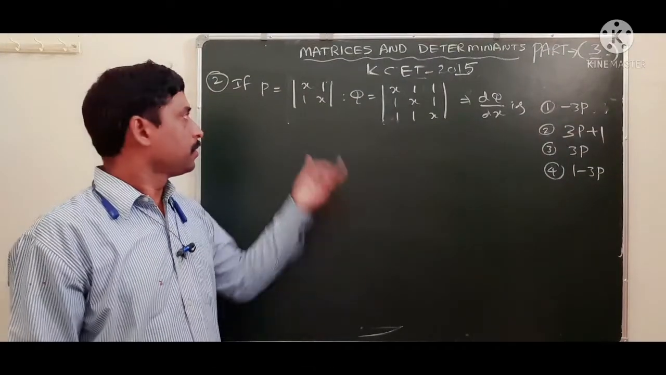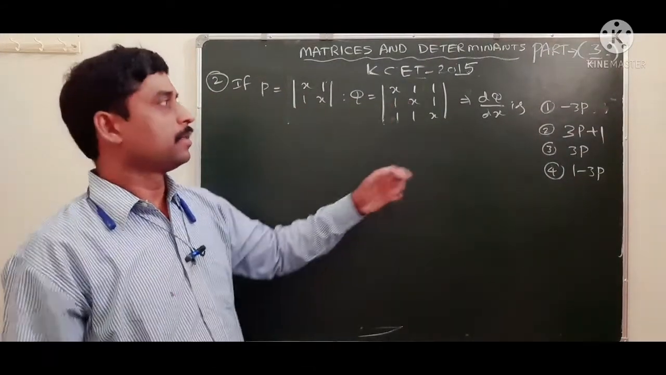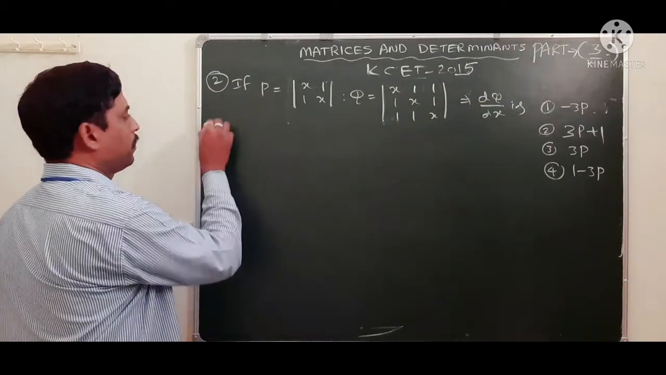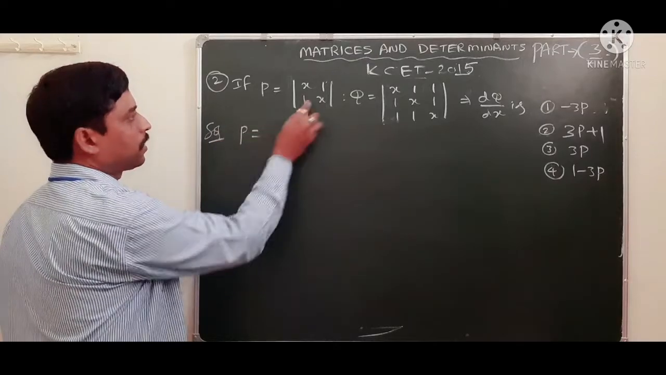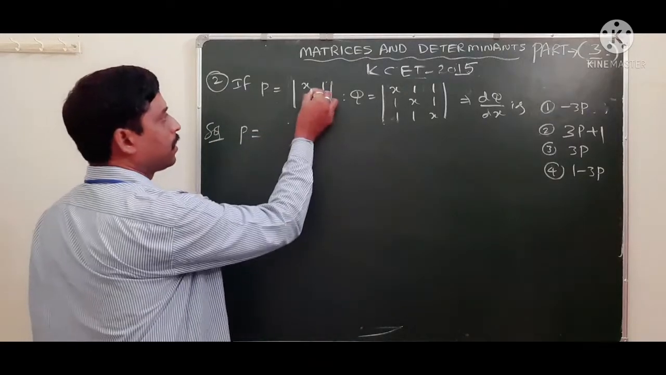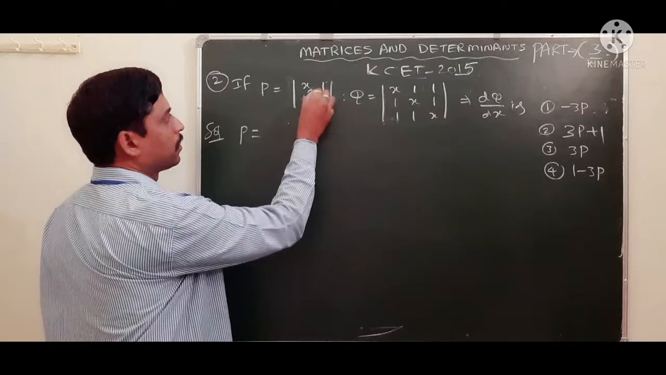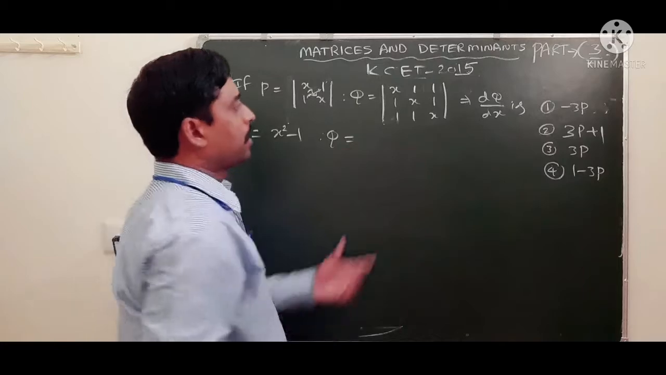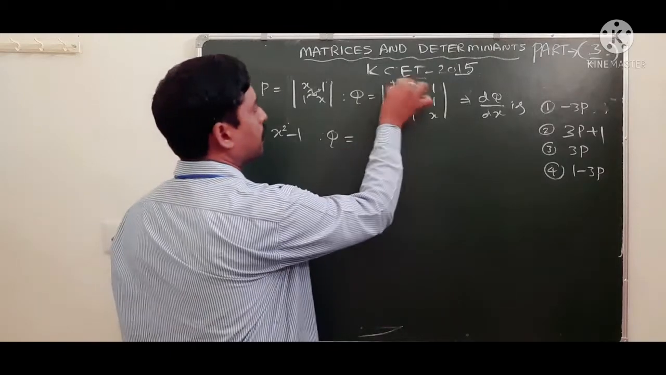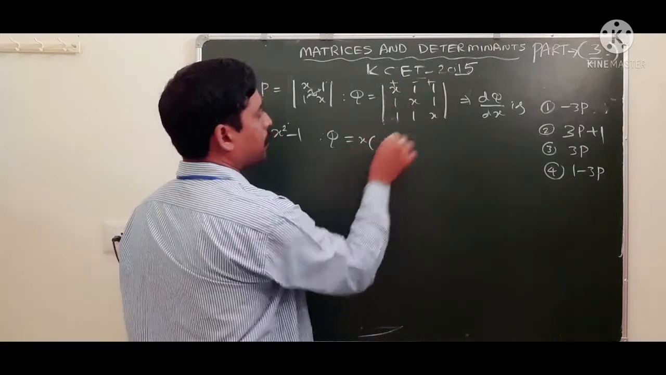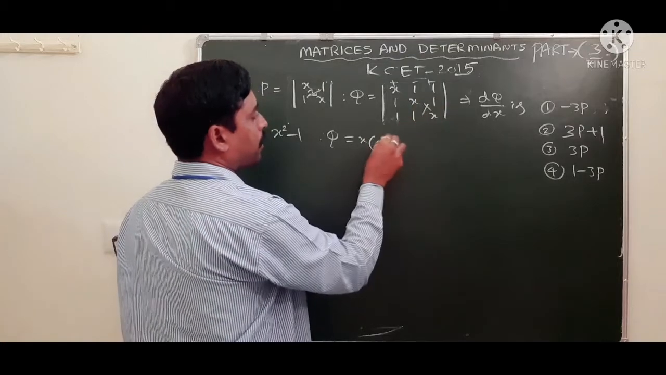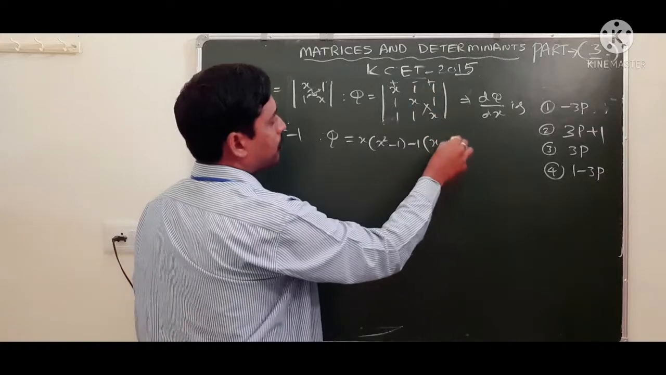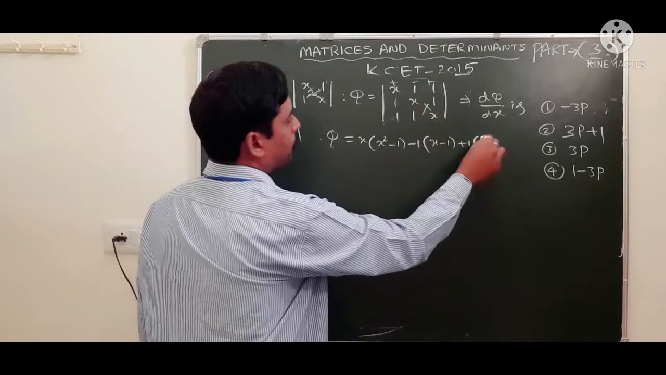Let us go to the next problem. P and Q are given. Then find the value of dQ by dx. So what is P? P is equal to the determinant of a 2 by 2 matrix. The formula is AD minus BC, which gives x square minus 1. And Q is equal to the determinant of a 3 by 3 matrix. Plus, minus, plus: x into x square minus 1, minus 1 into x minus 1, plus 1 into 1 minus x.